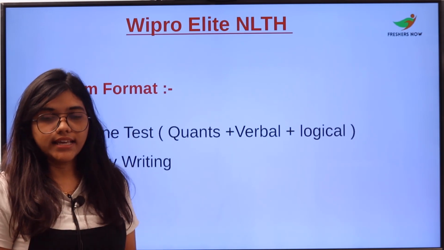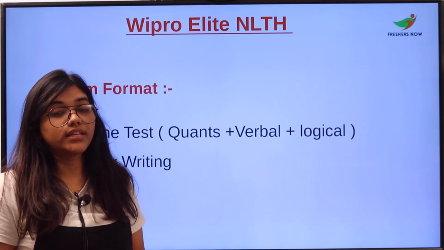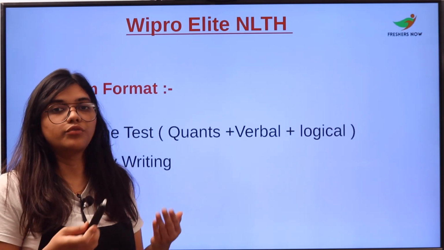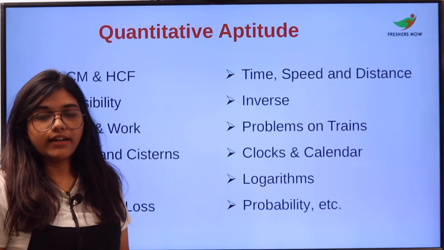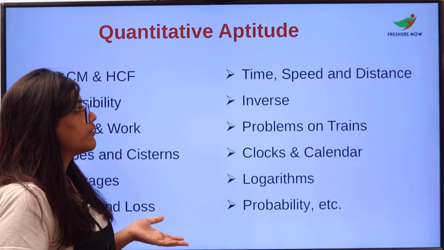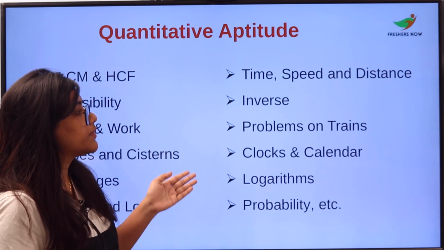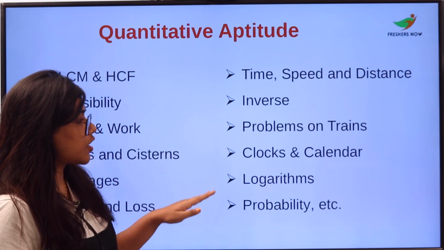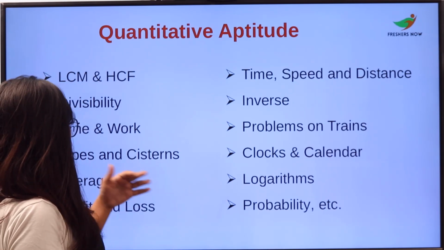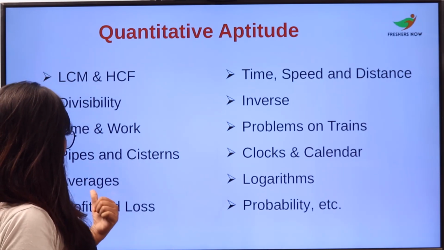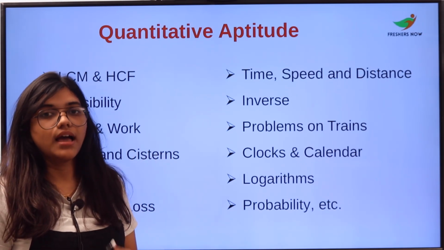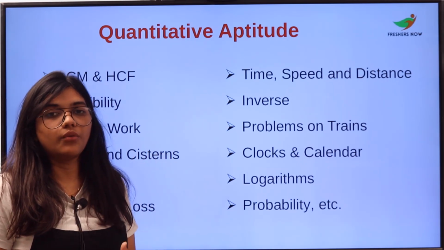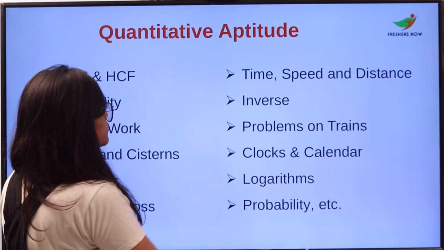Now, in the next section of the video, we are going to see what is the syllabus that you have to prepare for the exam. In the quantitative aptitude round, you have to cover topics like time, speed and distance, problems on trains, clocks and calendars, logarithms, pipes and cisterns, averages, profit and loss, time and work, divisibility, HCF, LCM. All such topics should be covered for your preparation.